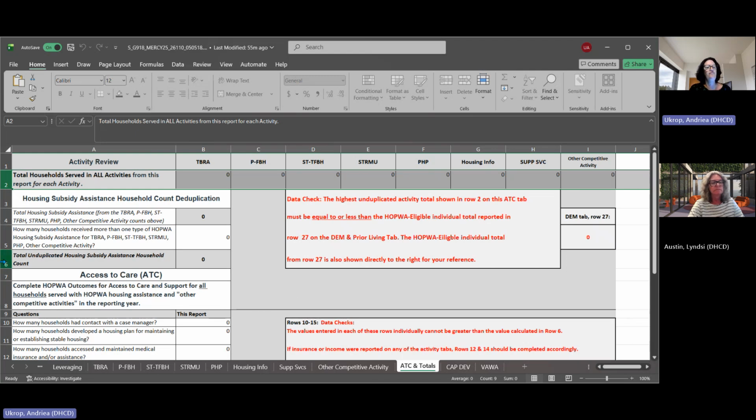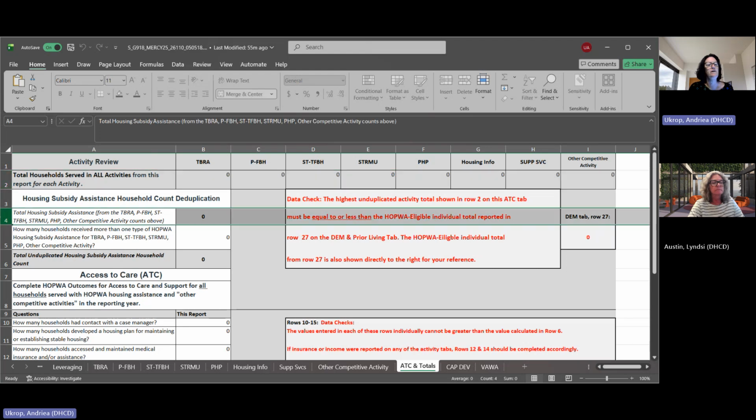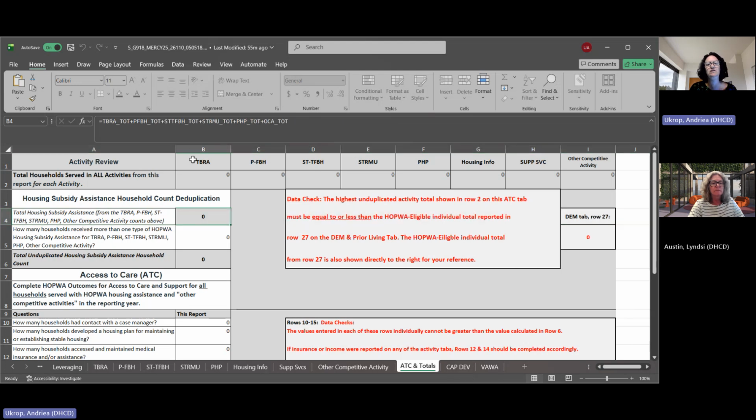In row 4, here you see the total amount of housing subsidy. This row is auto-populated by adding up all the housing subsidy assistance and should not be used as a reference for your total eligible household count. So that is only looking at the housing assistance, which is TBRA, STRMU, and permanent housing placement. It will then calculate the unduplicated housing subsidy assistance households.